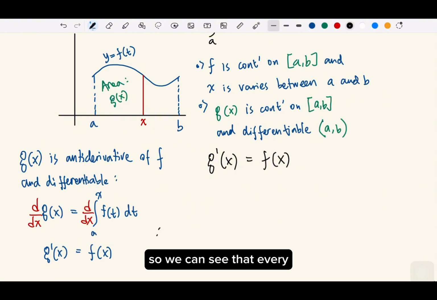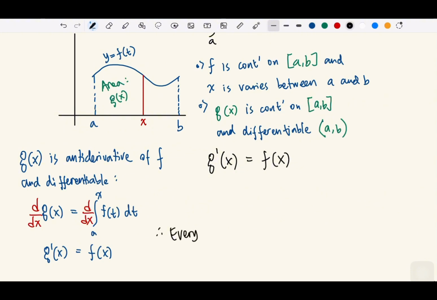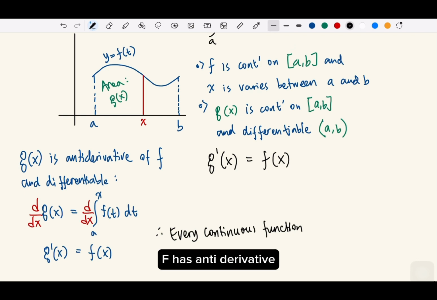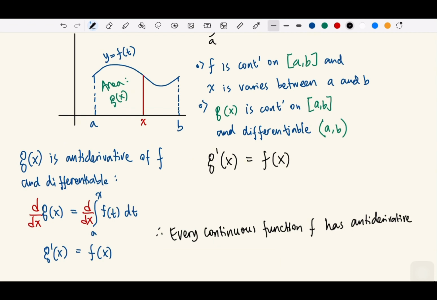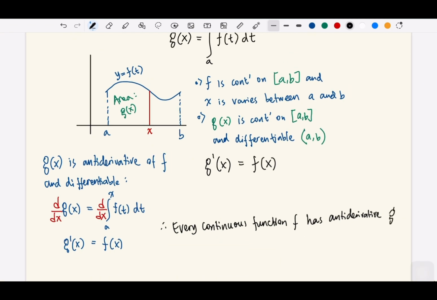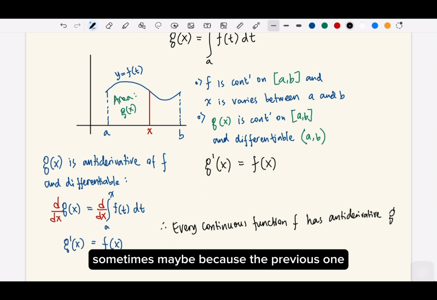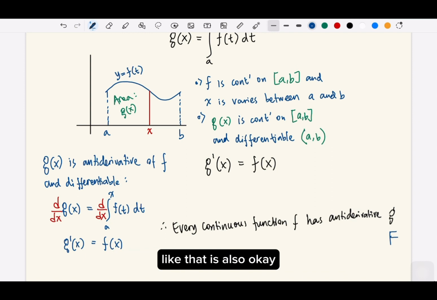So we can see that every continuous function f has antiderivative g. Sometimes maybe because in the previous one we say antiderivative with the capital F, you can write with the capital F if you want, like if you want to define this with a capital F like that, it is also okay.